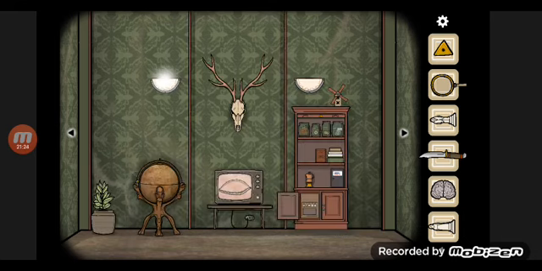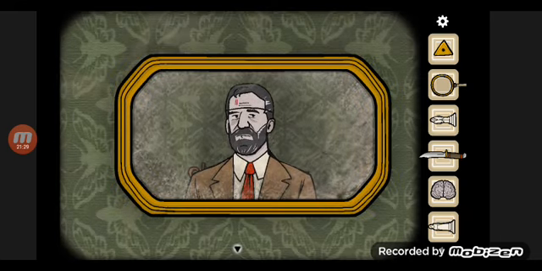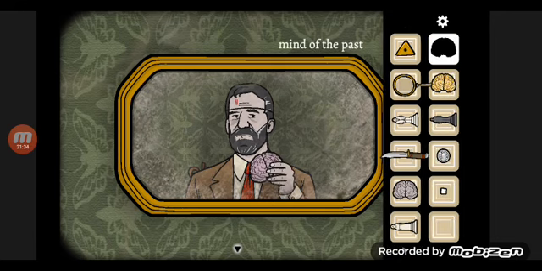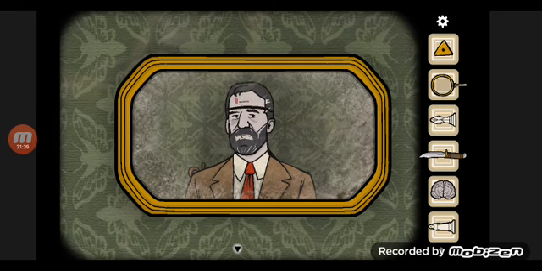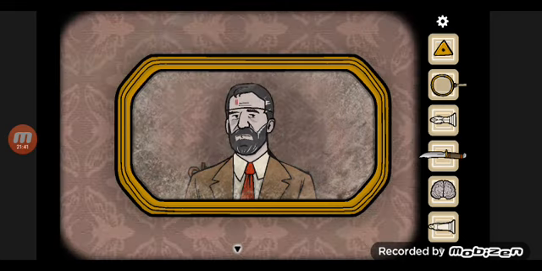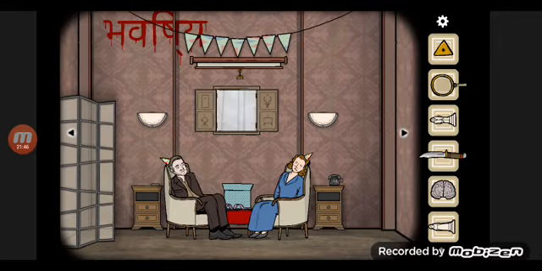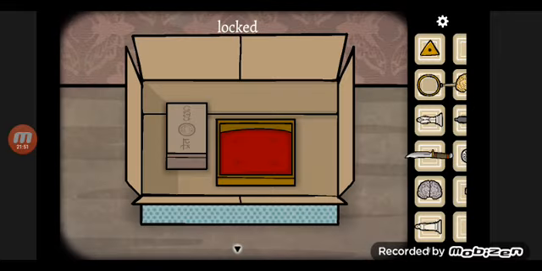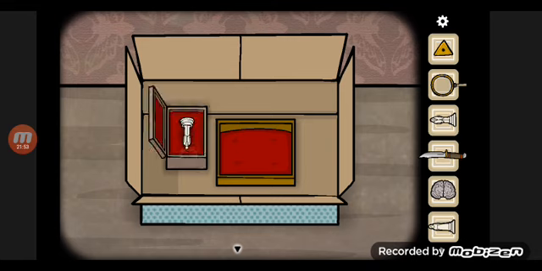Now let's approach the mirror and install the mind of the past in the school. And look inside the gift box. And use the coin to open the box on the left. And take the man statue.